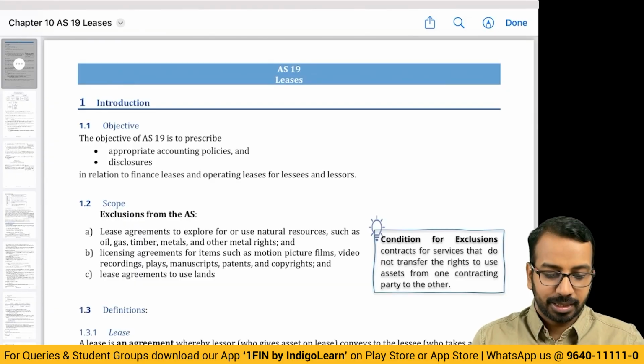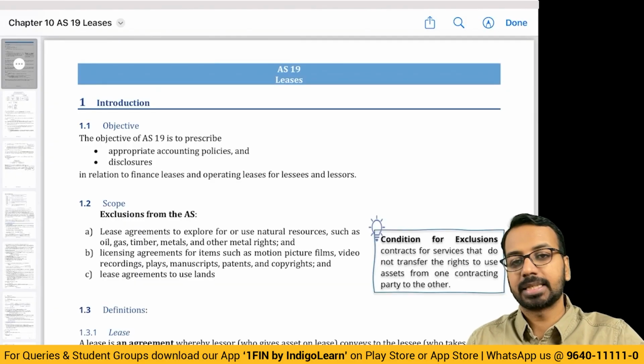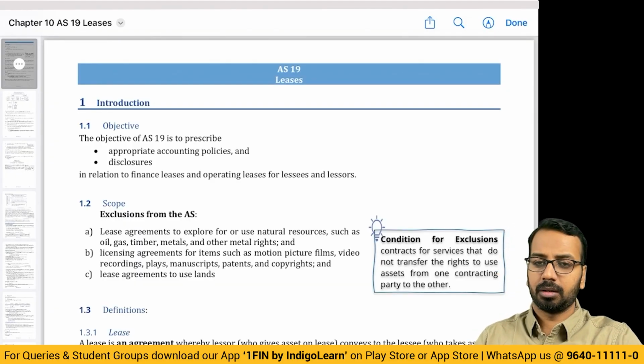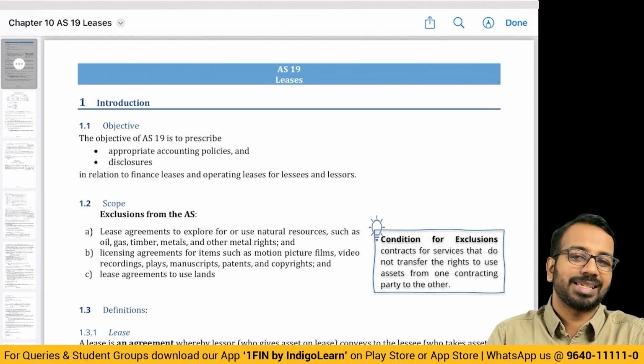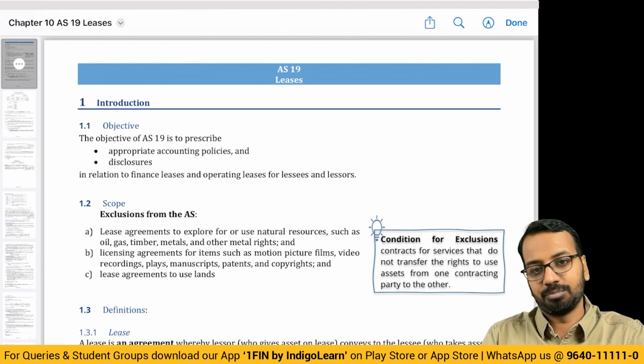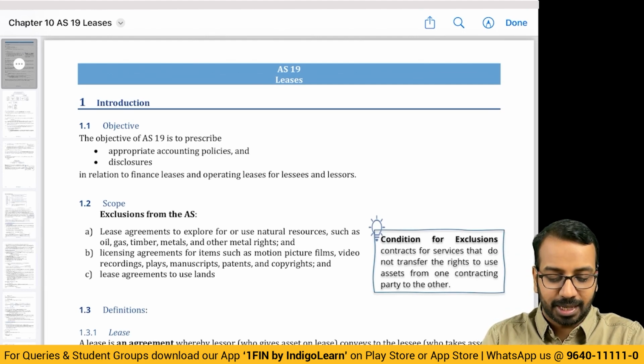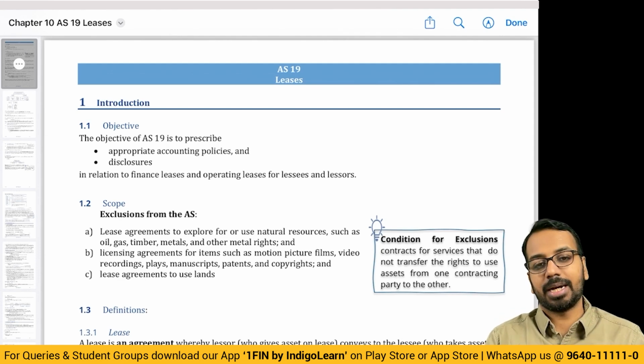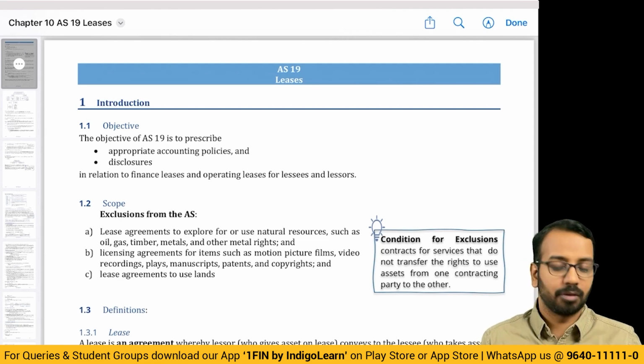Good morning once again. Today we'll start with Accounting Standard 19. Okay, important but is not tested frequently. But again, some of the questions which are tested from this standard can be solved if you understand the right approach to solve the question. That is the first thing.